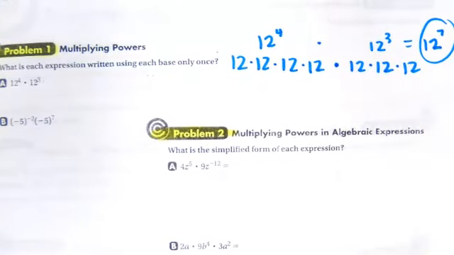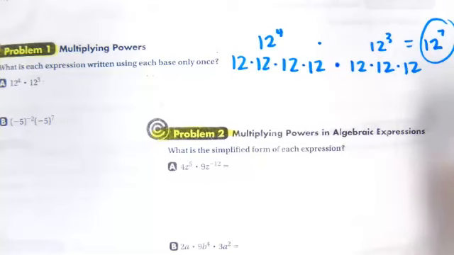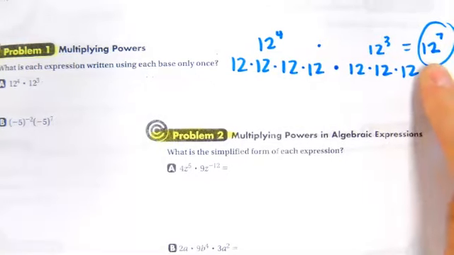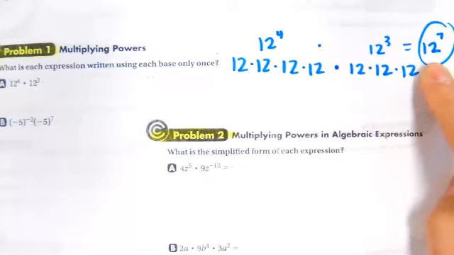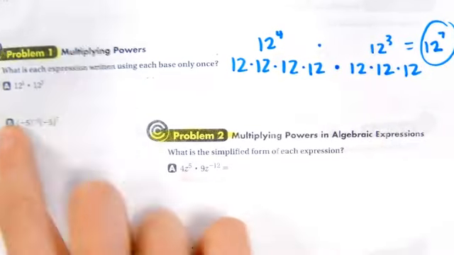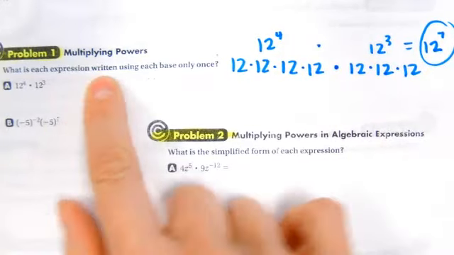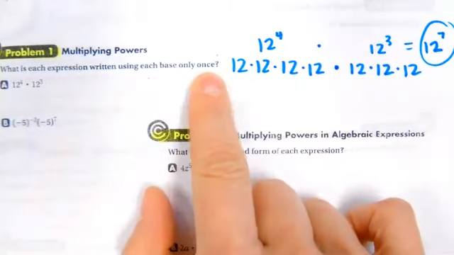Now, sometimes you're asked to go one step further and also tell what 12 to the 7th power is. Try to type that in your calculator real quick. 12 caret 7. What do you get when we type it in? A big, huge number, right? 35 million. So a lot of times they just want you to simplify it and leave the exponent on it. Okay. So it says, write each expression using each base only once.